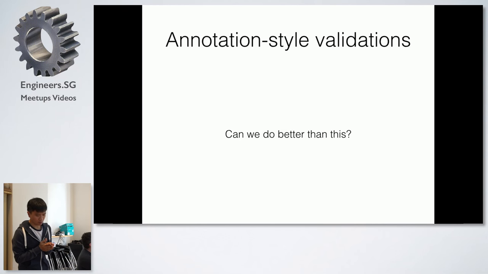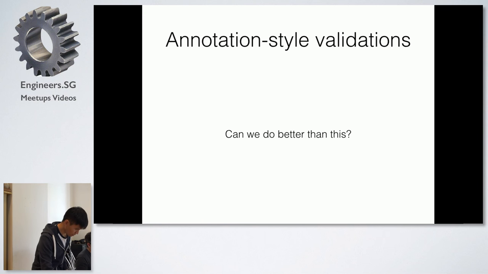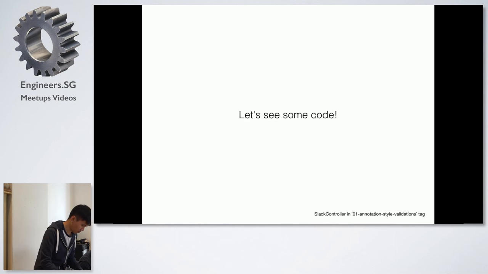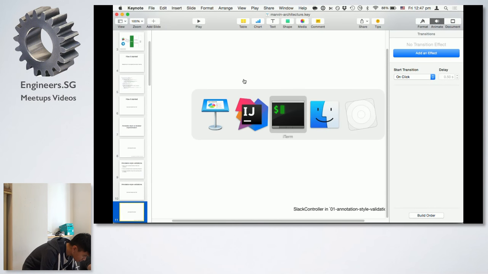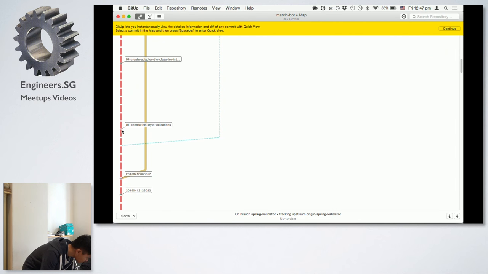But then that got me thinking as well, can we do better than just annotation style validations? Because if you look at annotation style validations, one good thing it gives you is that it tells you what individual fields need to be validated. But what happens if you have validation that cross-cuts across different fields and you have associations you need to validate against? As I was thinking about this, I was looking at the Marvin code. So let's look at the Marvin code to give you a rough idea of what I'm talking about.